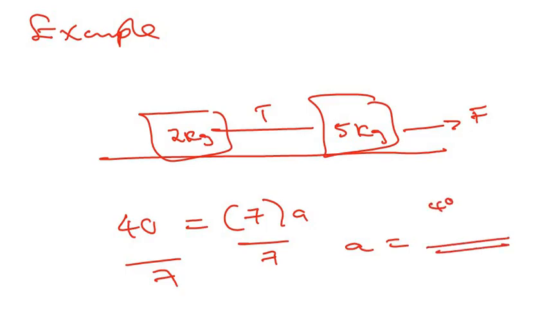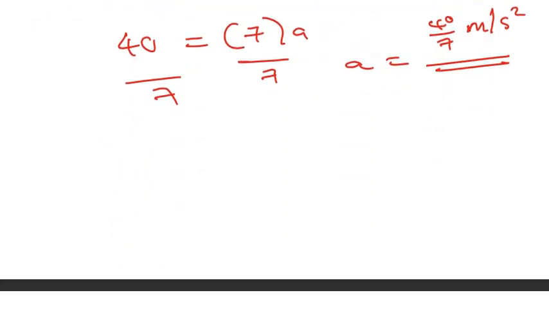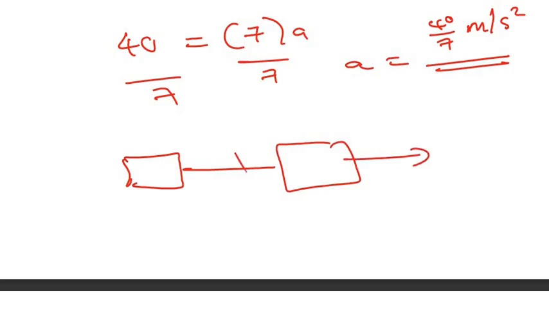I'll leave it the way it is because I don't have a calculator. This is in meters per second squared. Then from here we're looking for the tension, and the acceleration that these two are feeling is the same. So if I cut it off here, this will just be moved by tension. Tension will be equal to the mass times the acceleration. The mass is 2, and the acceleration is just 40 by 7. So this will give you the tension.